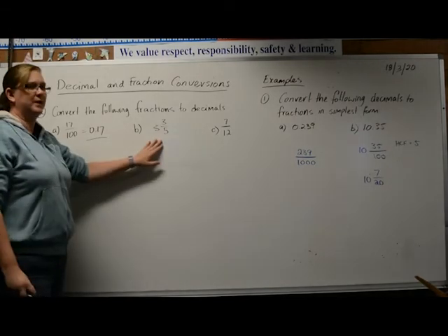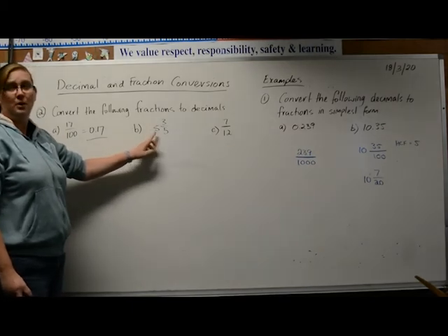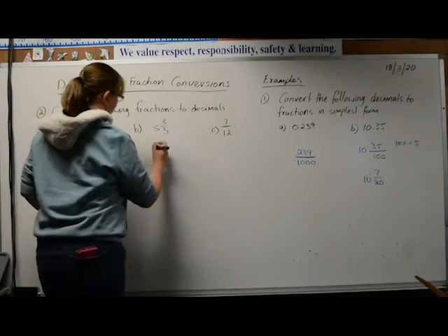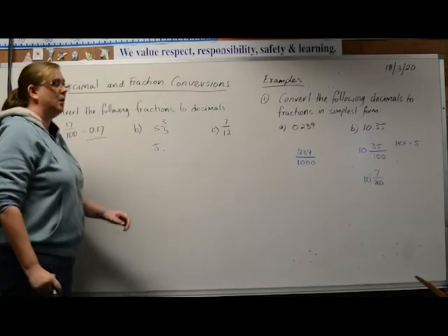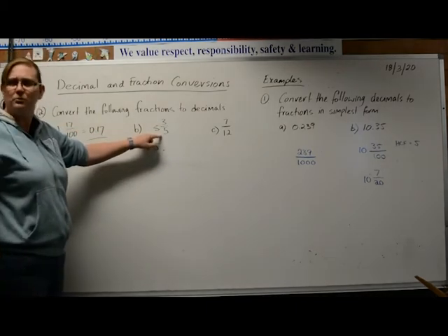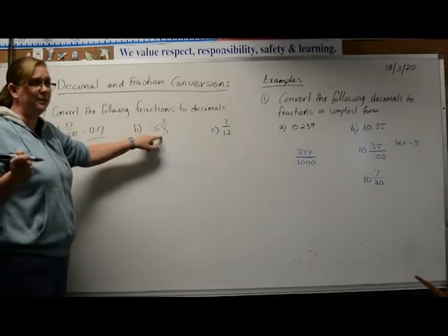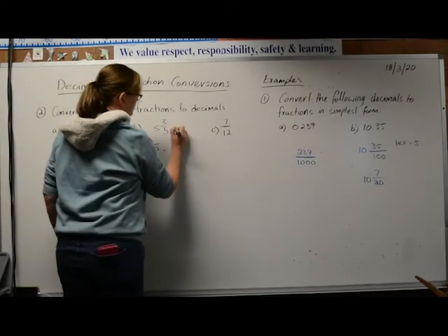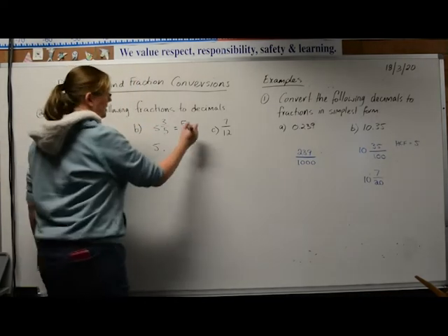This next one's a bit trickier. We know we've got a whole number, 5, and 3 over 5. What's 3 over 5 as a decimal? That would be 0.6. This is why it's really important to know about equivalent fractions.